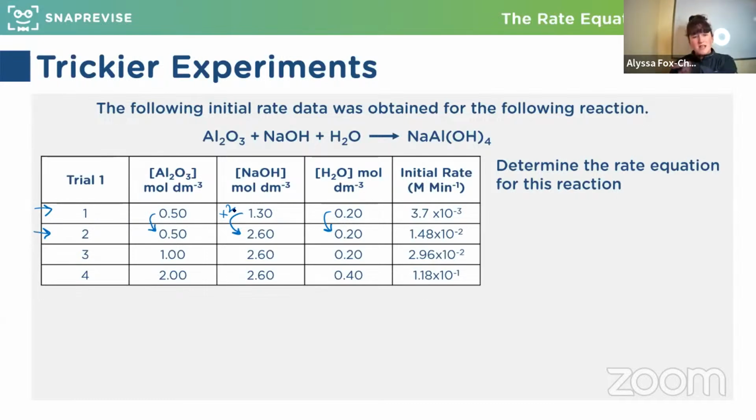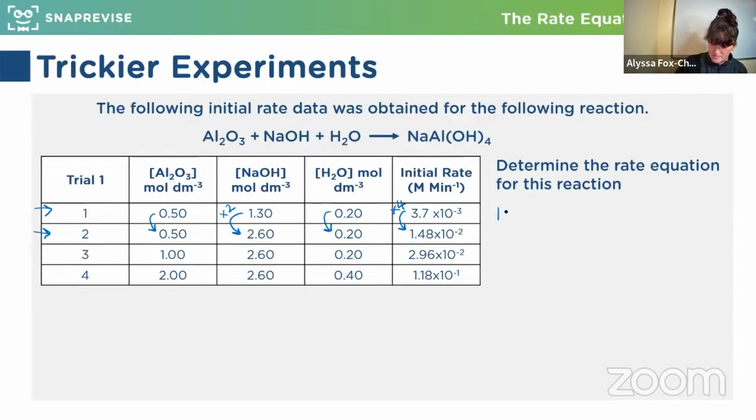Fabulous. What's that done to the rate? Now what's happened to the rate then? Good, Shargo. How do we know? Because what's happened to the rate? Is it double? The relationship between 3.7 times 10 to the minus 3 and 1.48 times 10 to the minus 2 is actually times 4. It's 4 times bigger, which is 2 squared. Because it's 2 squared, that means it's second order.